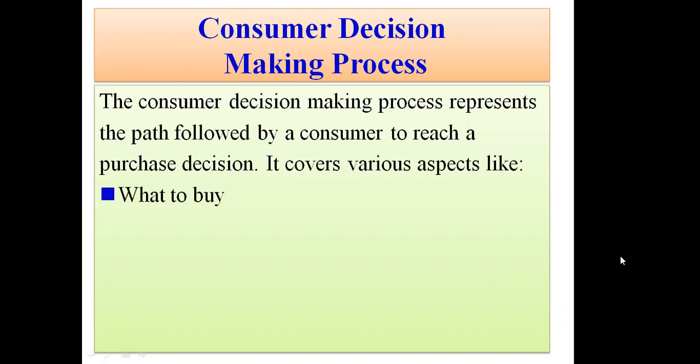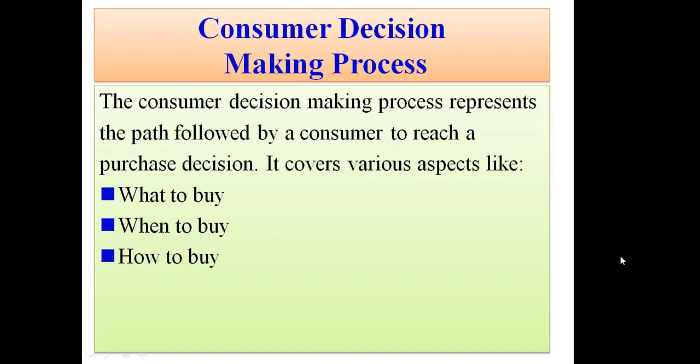Number one, what to buy. It defines which product the consumer wants to buy. For example, consumer wants to buy apparels. Second, when to buy. What is the appropriate time of buying? For example, we prefer buying apparels during sale time.